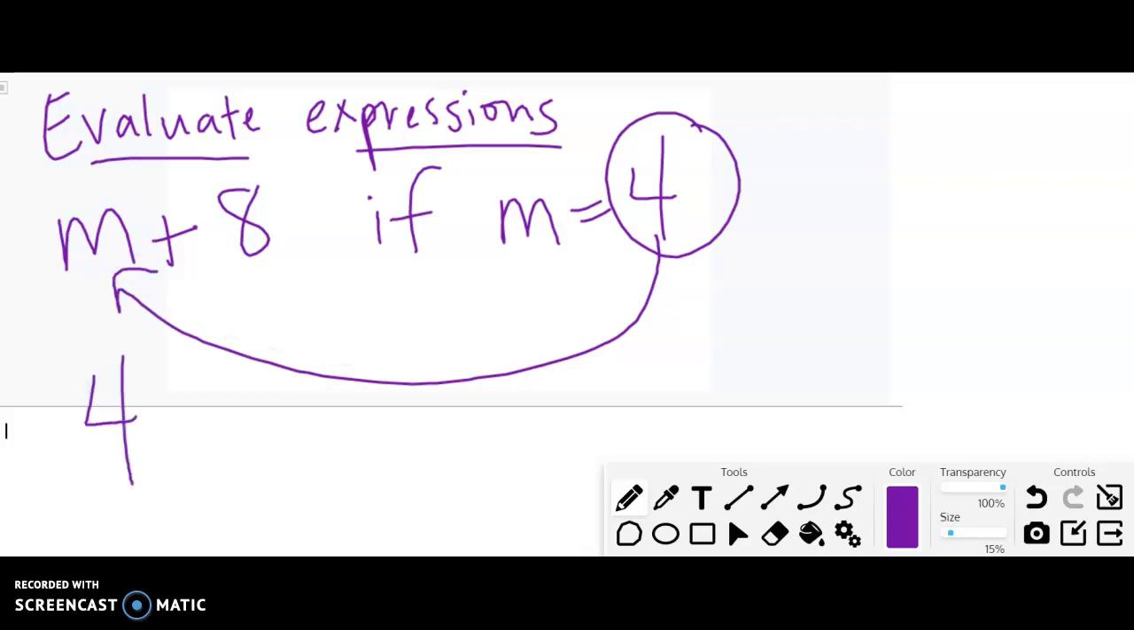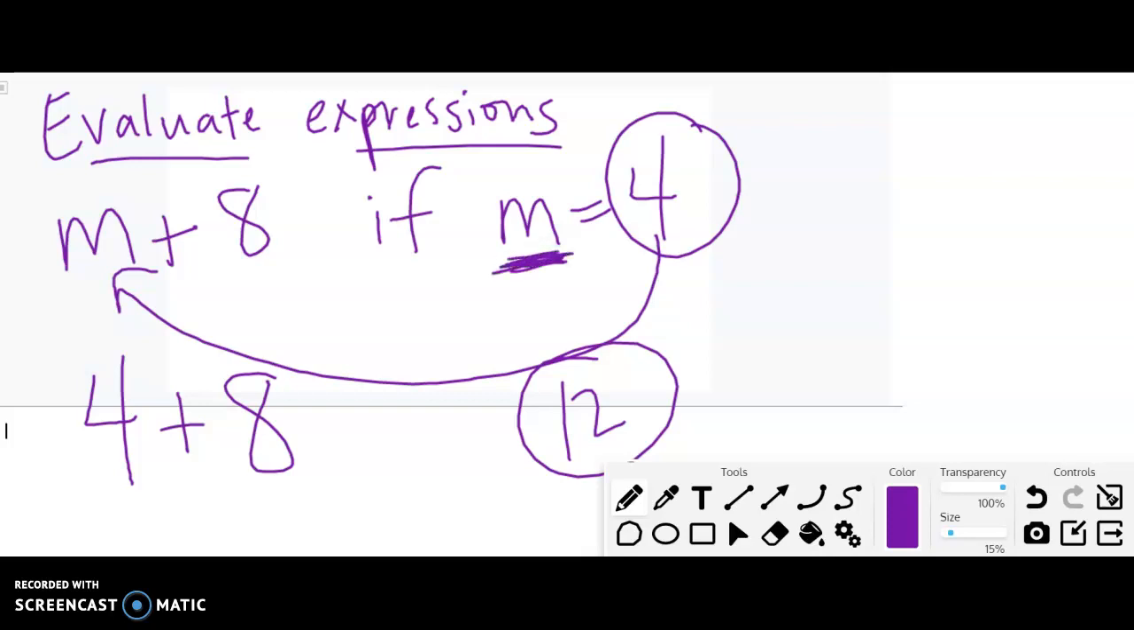Then I'll say, okay, I'm going to rewrite the same expression just with my number instead of my variable. 4 plus 8 is 12. So 12 is my answer this time. Now remember, I know some of you might be thinking, but you said it had to stay as an expression. Well, if they tell me what the variable equals, then I can get a number as my answer.